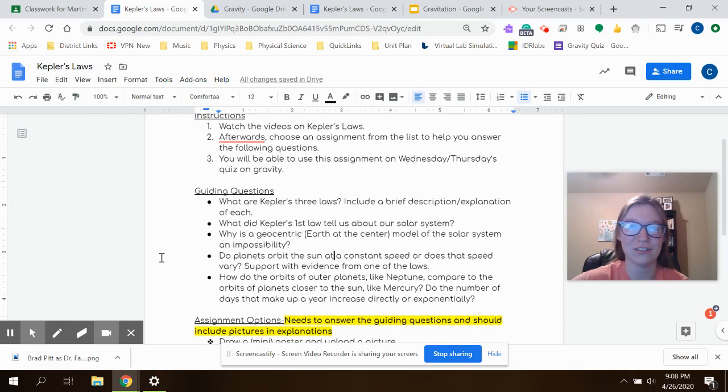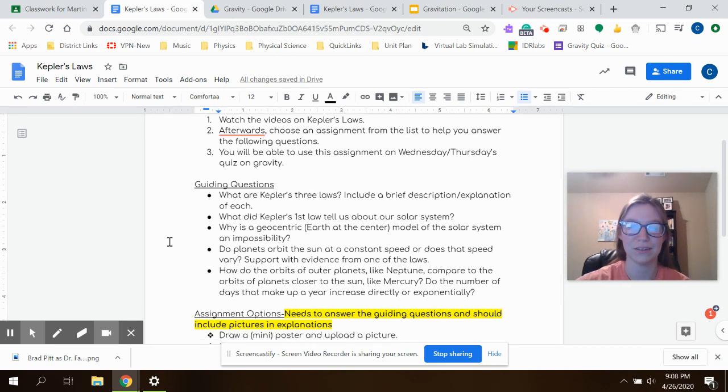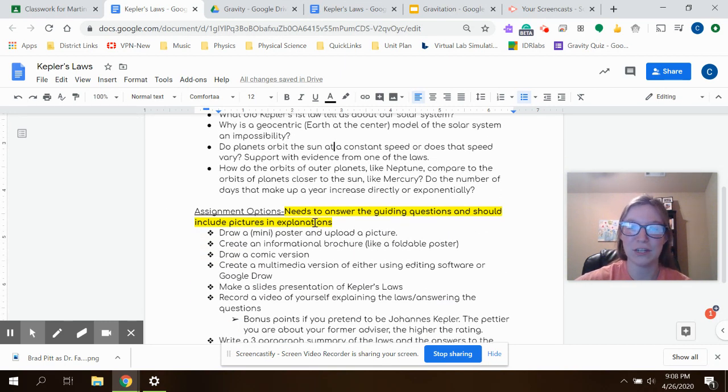divide it into 3 sections. Here's the first law, the second law, the third law. Here's what they do. Here's the answers to the questions. Boom, done, happy. Upload that as a picture. You could also make a different version of it using Google Draw or whatever your proposed editing software is.